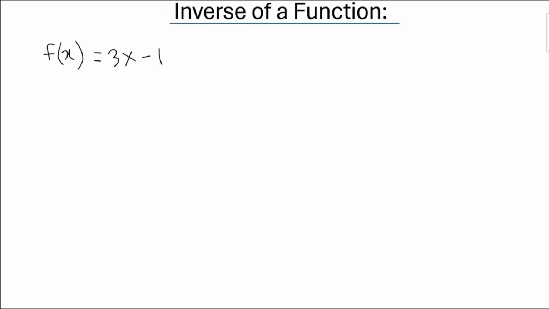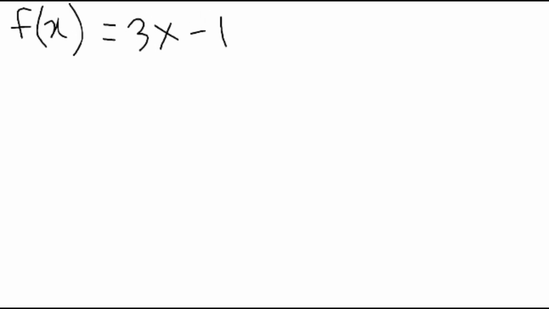This is part 2 of our pre-calculus lessons and our topic for today is inverse of a function. We can find the inverse of a function using 4 steps. Let's have a look at this example. We have to find the inverse of f of x.